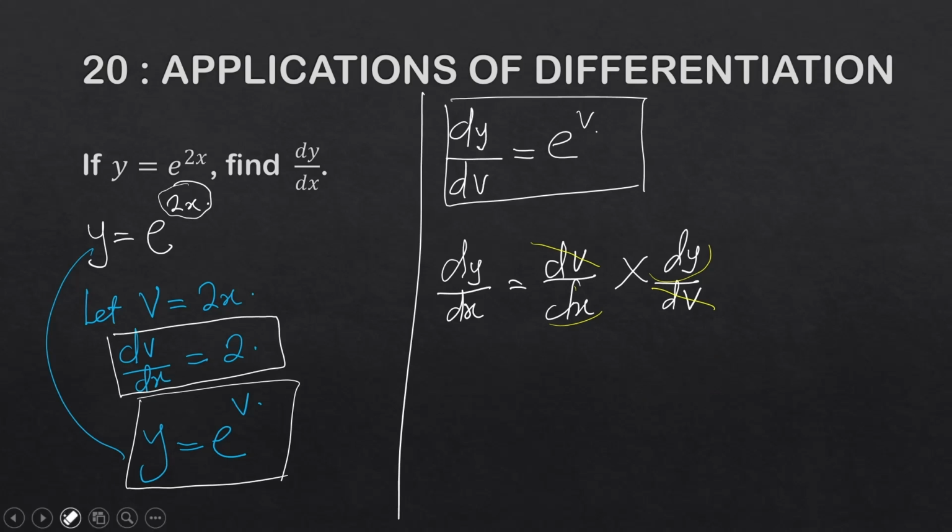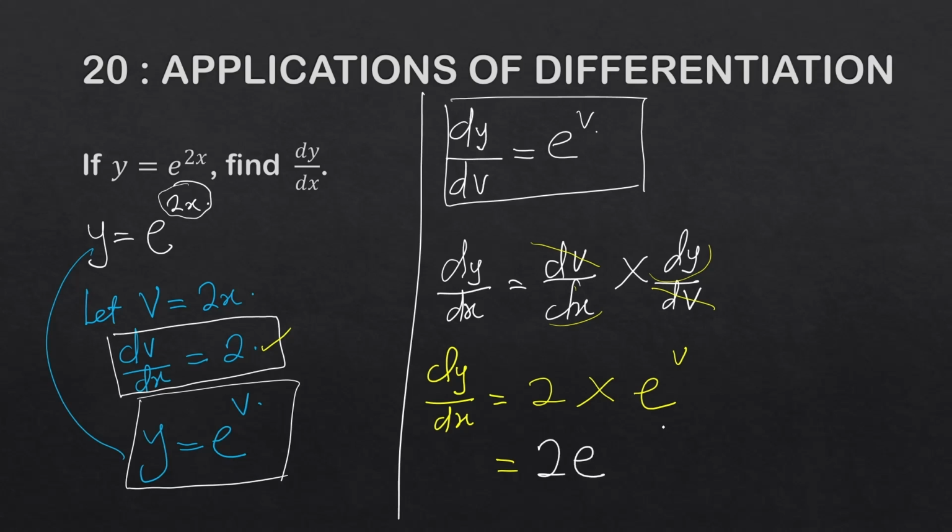All right. So in this case, I have come back to my dy/dx, which is going to be equal to dv/dx, which is 2, times dy/dv. What is dy/dv? e raised to the power v, such that dy/dx is going to be 2e^v. This v is the same thing as 2x, so this is going to be the answer: 2e^(2x).